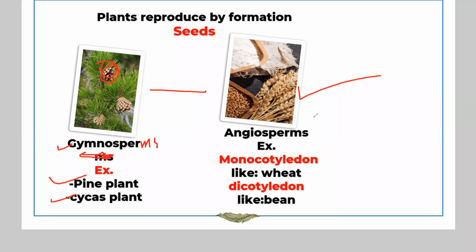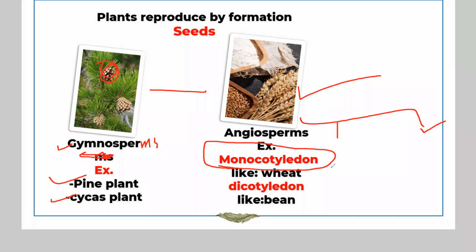And inside the angiosperm, we have two types. The first one is monocotyledon. They are plants that reproduce by forming seeds, and they are a kind of angiosperm. But what is the difference between monocotyledon and dicotyledon?